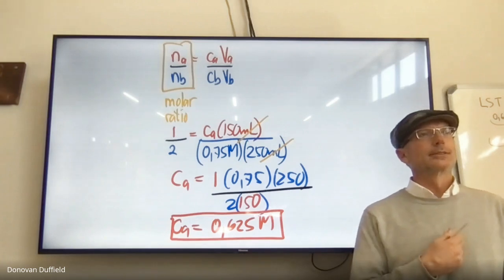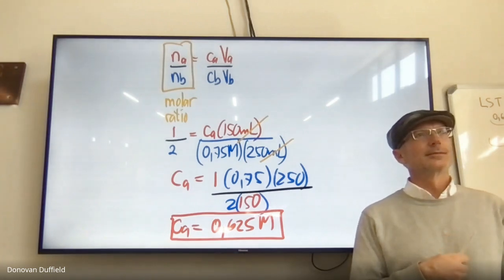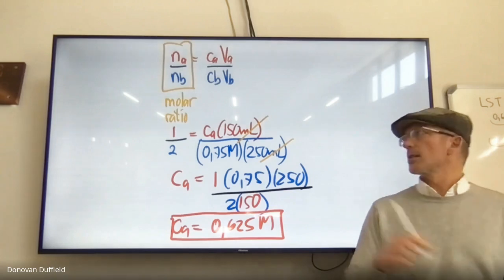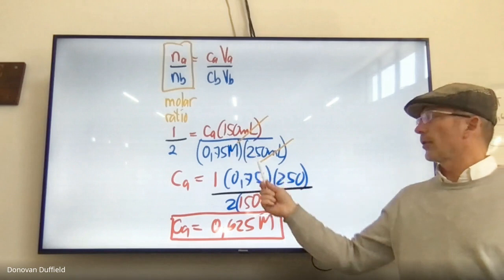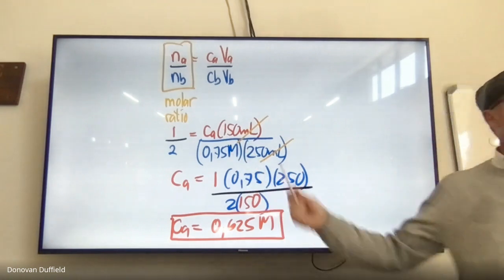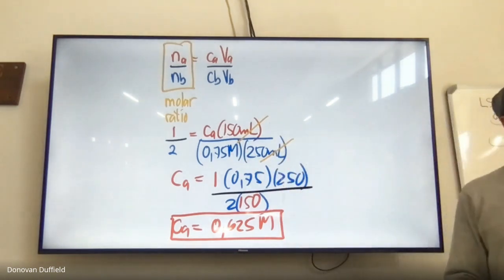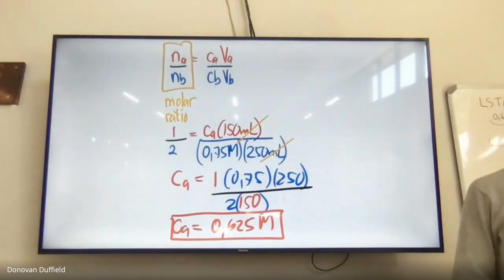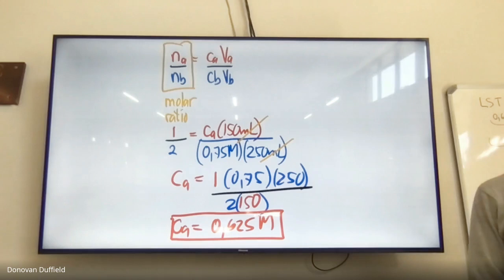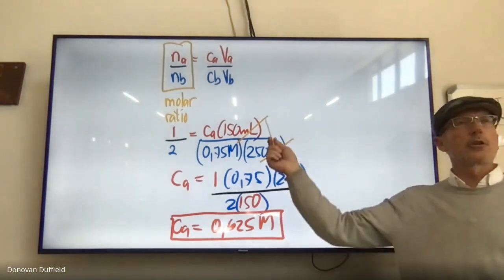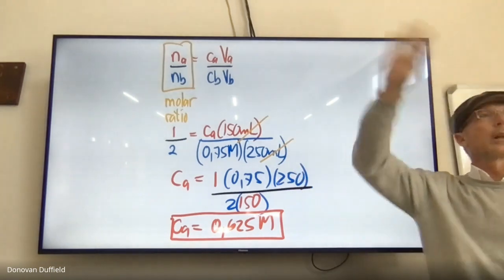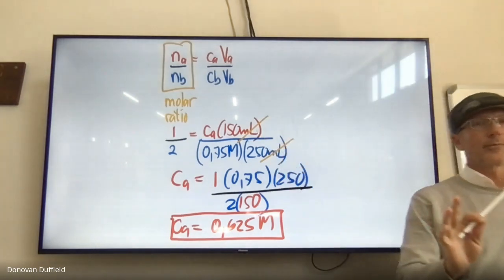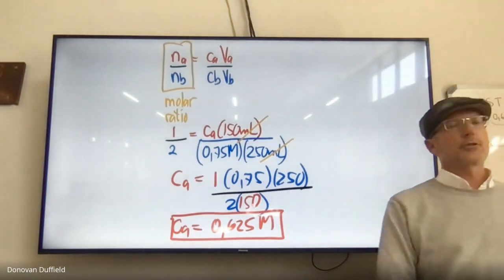Wait, sorry, so if you change it to decimeters cubed, will you get the same answer? Yeah, it doesn't matter. It's the ratio that's important. 0.15 over 0.25 gives you the same as 150 over 250. If you divide by 1,000 on the top, you divide by 1,000 on the bottom, you're dividing by 1. Doesn't make a difference. You can have cubic decimeters, cubic meters, cubic kiloliters, whatever. As long as the units are the same, it gives you the same ratio.